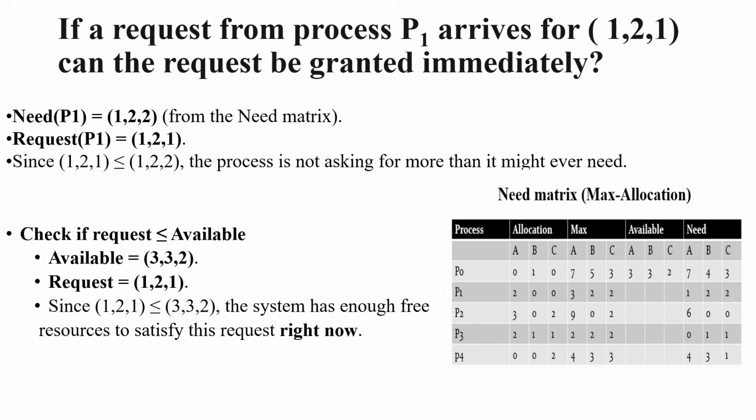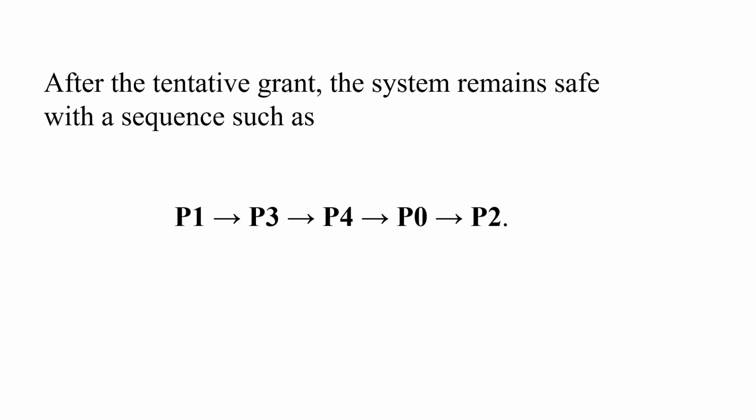Next, my request should be less than or equal to need. So 1 0 2 is less than or equal to 1 2 2. So I have to check these two conditions. After that only I can proceed with my values. So how can I proceed? I have to update the value of allocation, available and need.